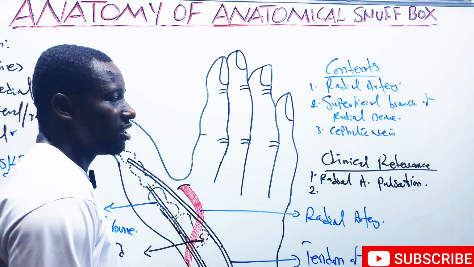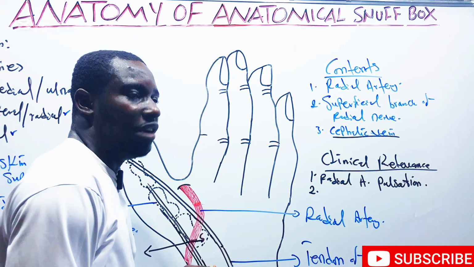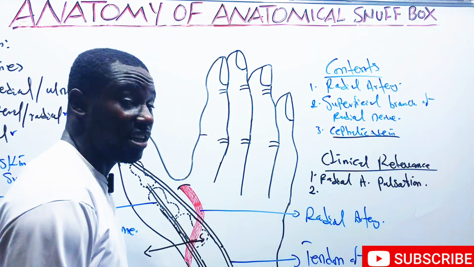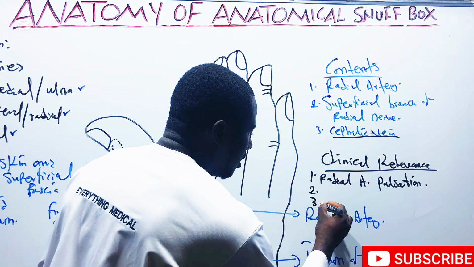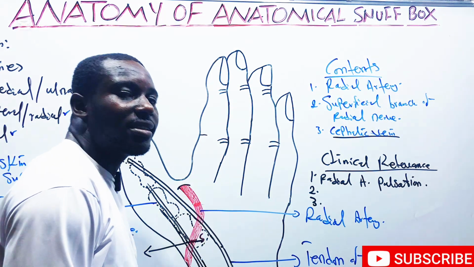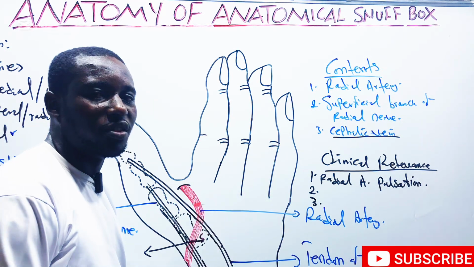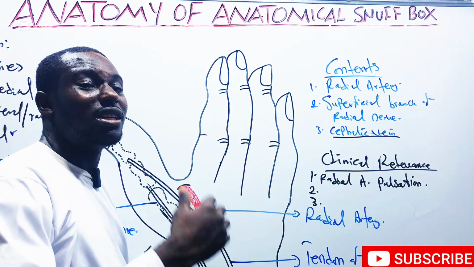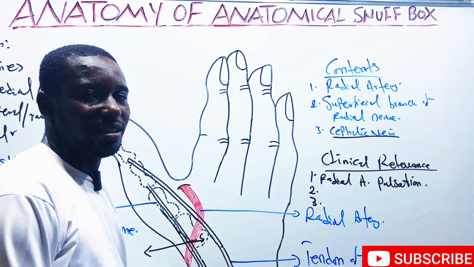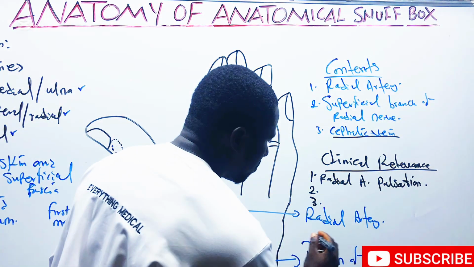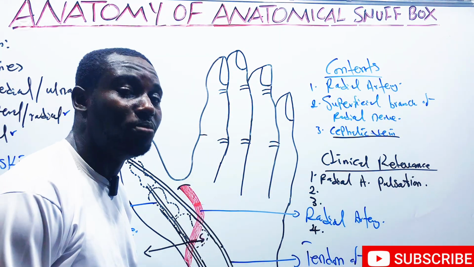Then number two is the cephalic vein. The cephalic vein is a choice of vein for intravenous fluid infusion. That is the second clinical relevance of the anatomical snuff box. Number three is that tenderness at the anatomical snuff box indicates fracture of the scaphoid bone, because when the scaphoid bone fractures, it presents clinically with tenderness at the region of the anatomical snuff box. Number four clinical relevance is the fracture of the scaphoid bone.